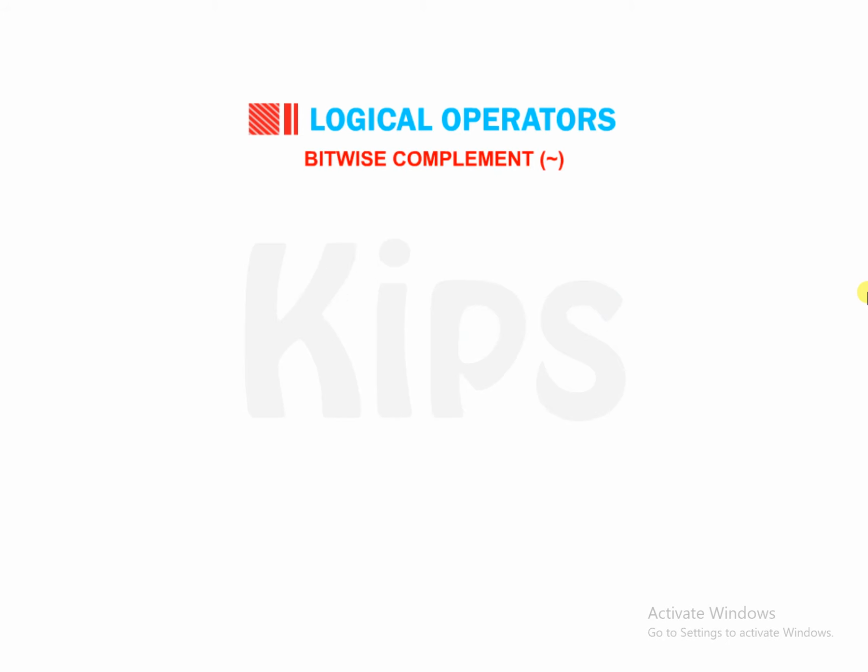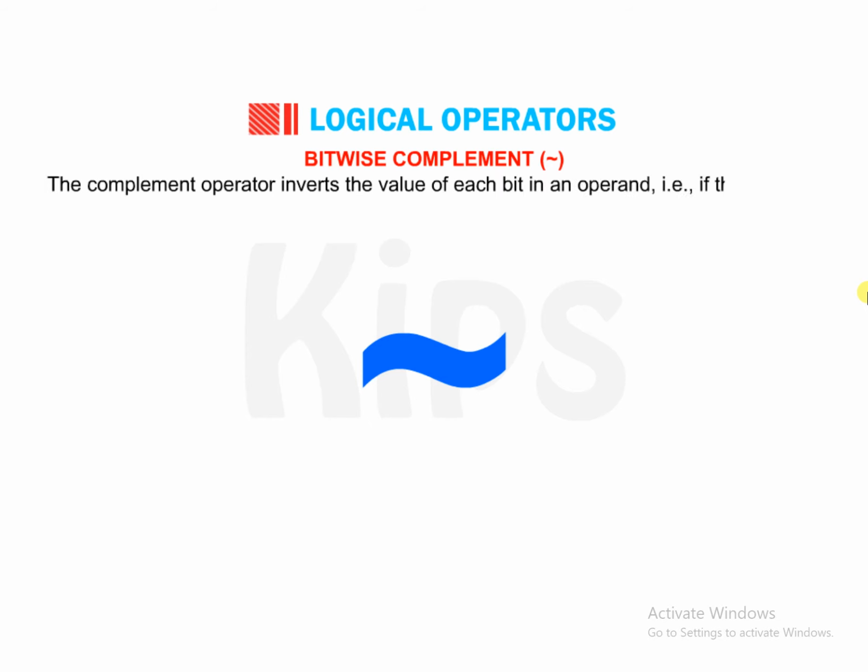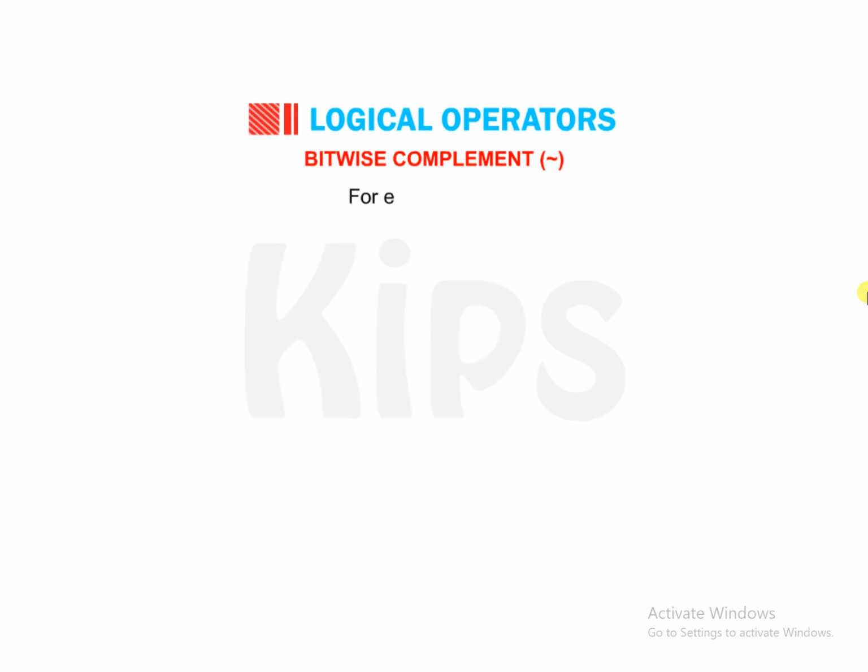Bitwise complement. This is a unary operator. The complement operator inverts the value of each bit in an operand. That is, if the operand bit is 1, the result will be 0. For example, A = 2. Binary value of 2 is equal to 10.